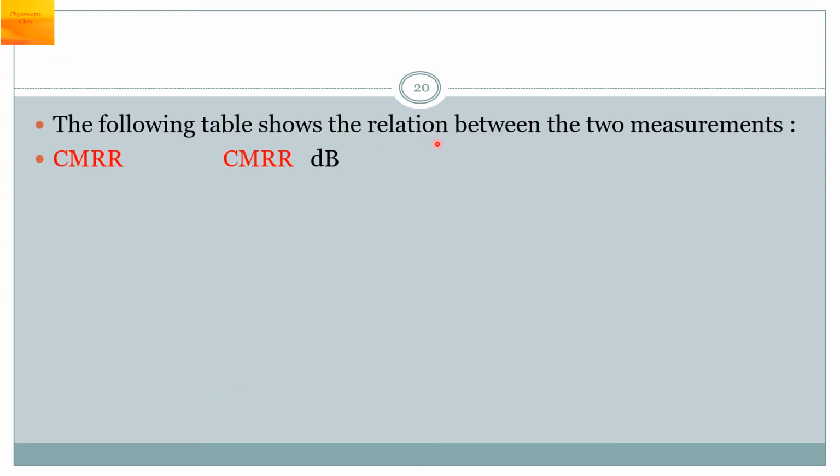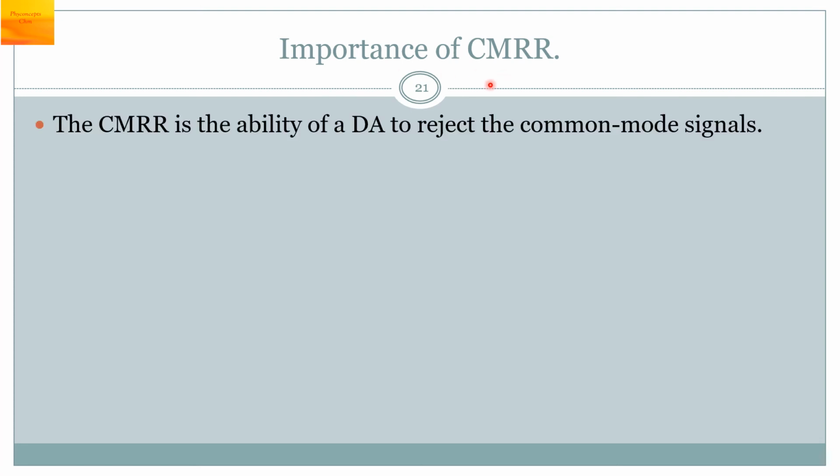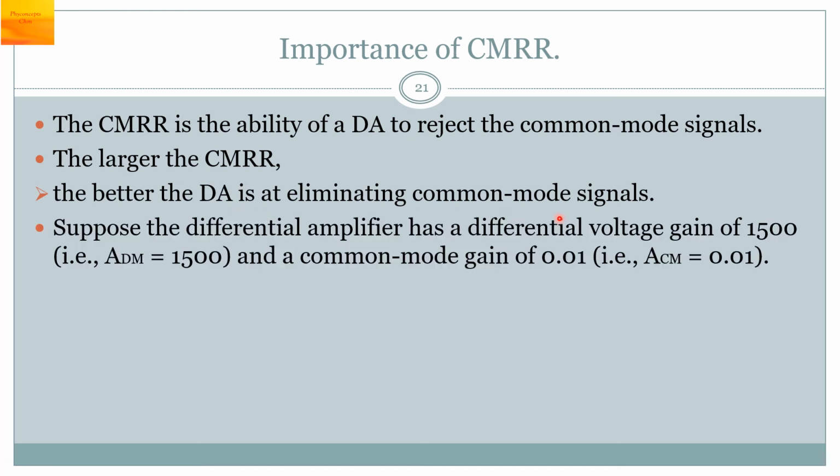The following table shows the relation between the two measurements. If CMRR is 10, then in decibels it is 20 decibels. If it is 10 raised to 3, it is 60 decibels, and so on. Importance of CMRR: the CMRR is the ability of the differential amplifier to reject the common mode signals. The larger the CMRR, the better the differential amplifier is at eliminating the common mode signals.